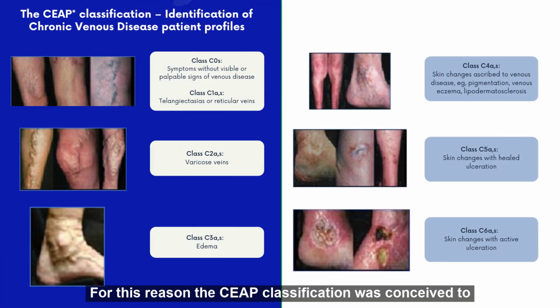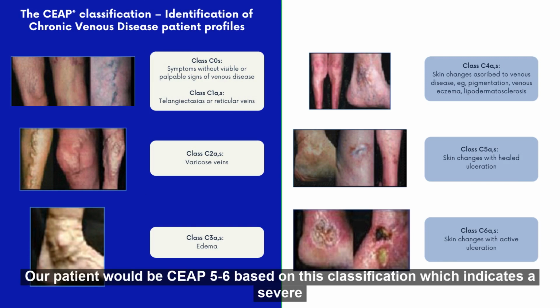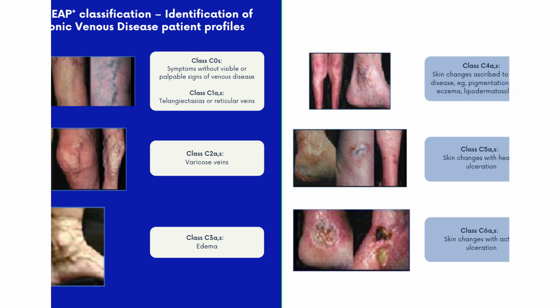For this reason, the CEAP classification was conceived to comprehensively describe and stage venous varicosities. Our patient would be CEAP 6 based on this classification, which indicates a severe stage of CVI.